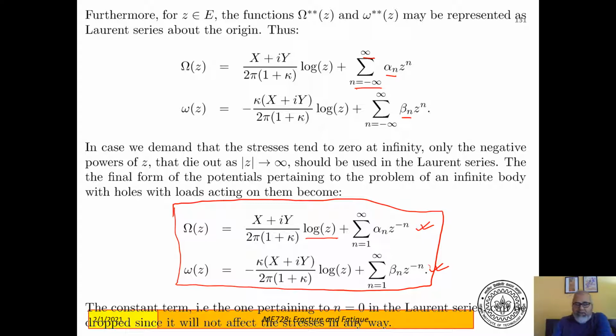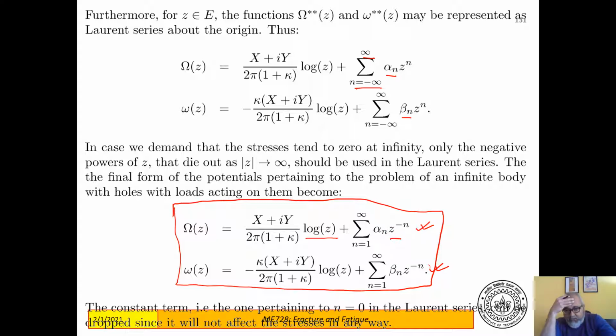Just one point: what about the n equal to 0 term? The n equal to 0 term will give you a constant, and we drop it because that constant will never enter the stresses, so we don't really need it, and without any loss of generality, we can take that to be equal to 0. So that's what we have done. We have not retained it. We have retained terms from n equal to 1 to infinity, where this series is in terms of z to the power minus n. So remember this.